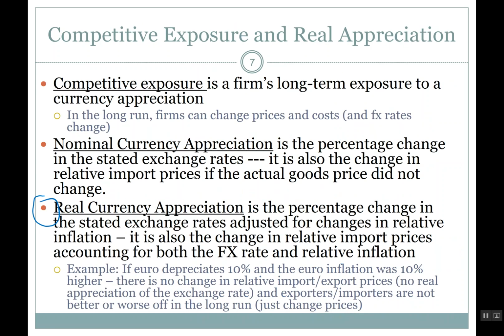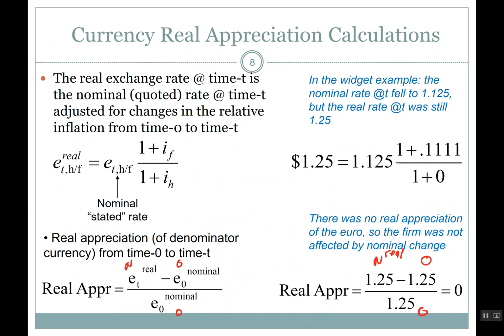Now, calculating the real appreciation, that's a little tricky because you have two moving parts. And here's how you do it. Oh my God, you knew there was an equation coming up, didn't you? So here's how you calculate a real appreciation of a currency. Two-step process. First step, you have an exchange rate, it went from X to Y, old rate to new rate. Step one, actually calculate the real exchange rate. The real exchange rate at time T for currency H over F equals the new rate you actually observed, that's the nominal rate you actually observed, times 1 over I over 1 over I.